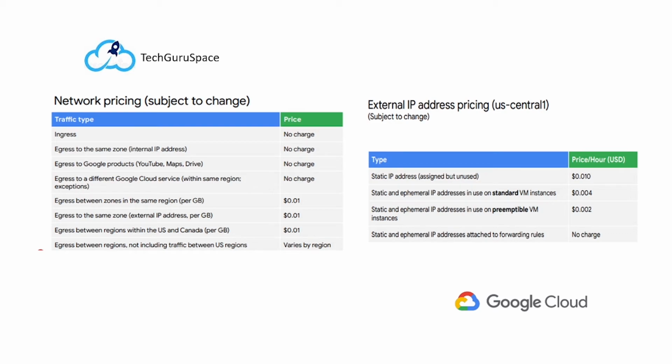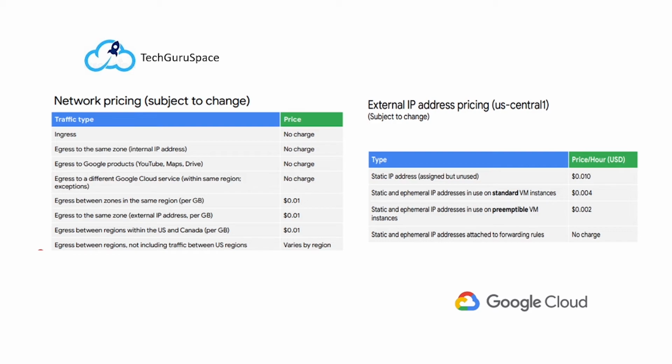Egress traffic to the same zone is not charged as long as that egress is through the internal IP addresses of an instance. Also, egress traffic to Google's products like YouTube, Maps, Drive, or traffic to a different Google Cloud service within the same region is not charged for. However, there is a charge for egress between zones in the same region, egress within a zone if the traffic is through the external IP address of an instance, and egress between regions.